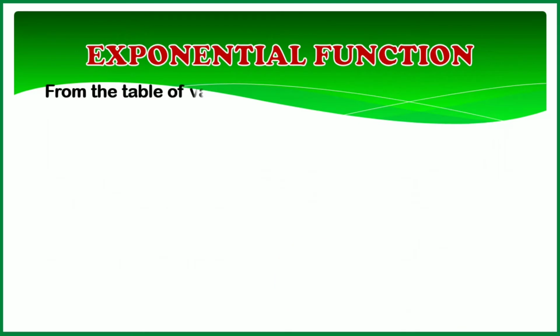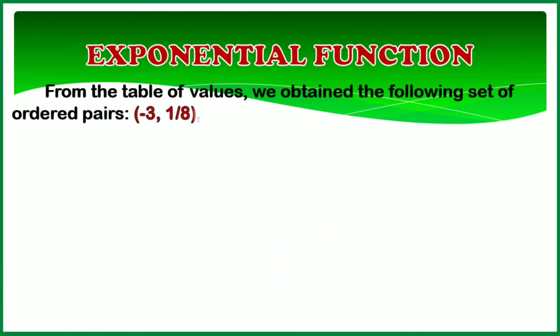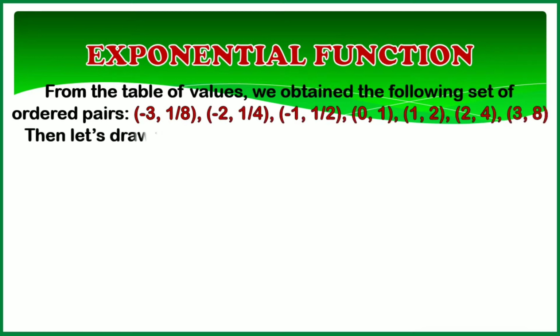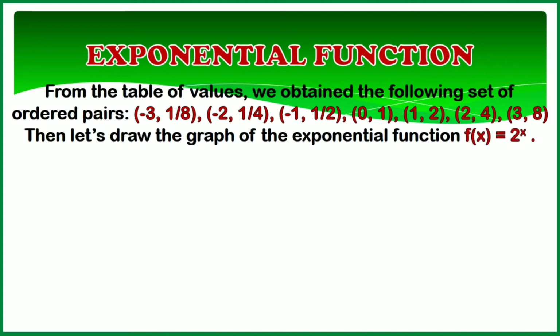From the table of values, we obtained the following set of ordered pairs: (-3, 1/8), (-2, 1/4), (-1, 1/2), (0, 1), (1, 2), (2, 4), and (3, 8). Then let's draw the graph of the exponential function f of x equals 2 to the x.